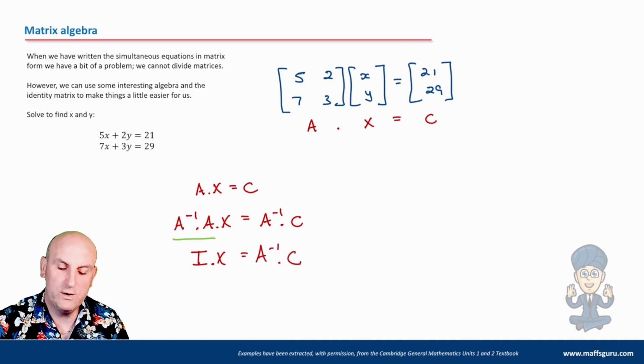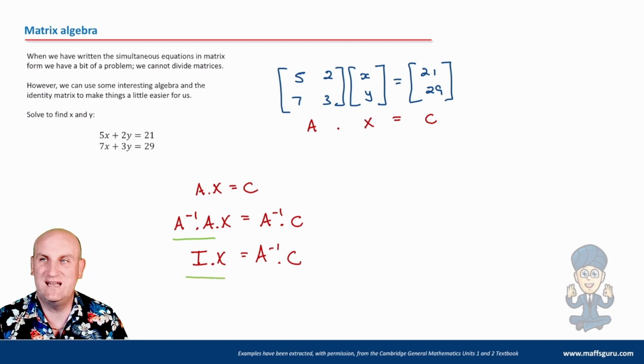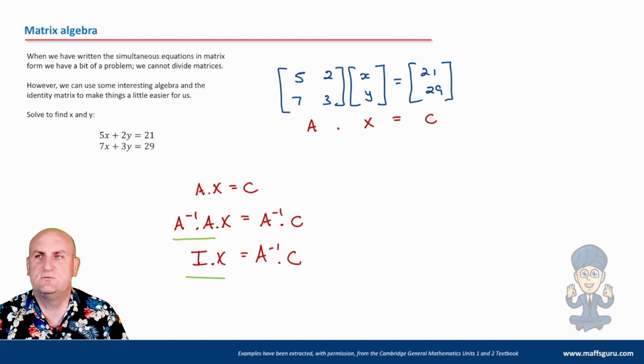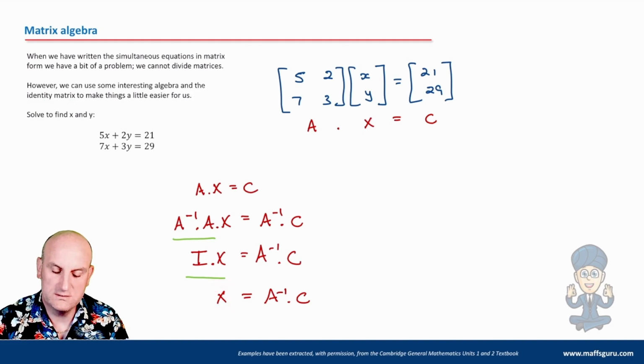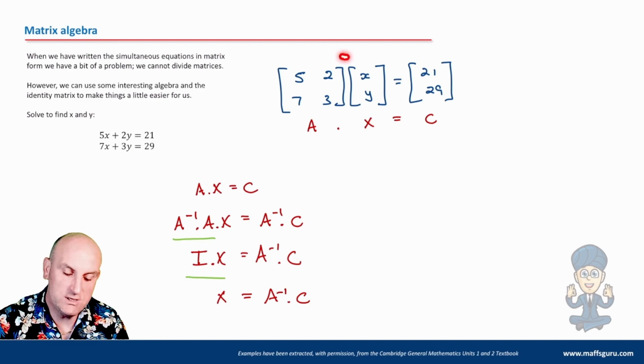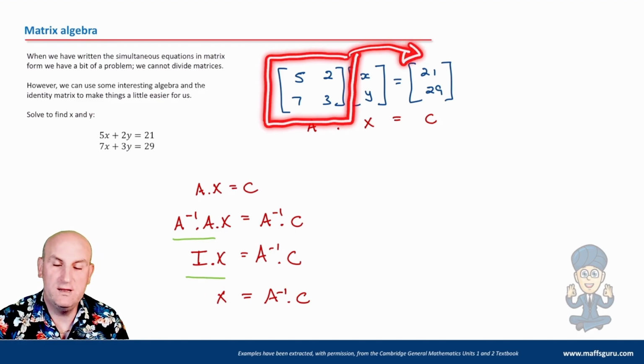But hold on a moment. We also found in a previous video that when we do the identity matrix times anything, that's the same as multiplying by 1. So the identity matrix times X is basically just X. So we again can say that X becomes equal to A to the minus 1 times C. Oh, hold on a moment, we've now got X on its own. So all this has shown is that to get X on its own, I just find the inverse of this and pre-multiply it by C.